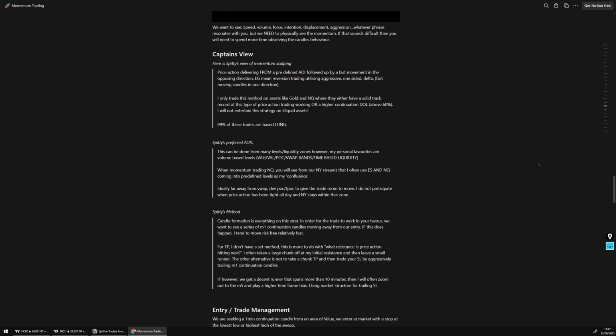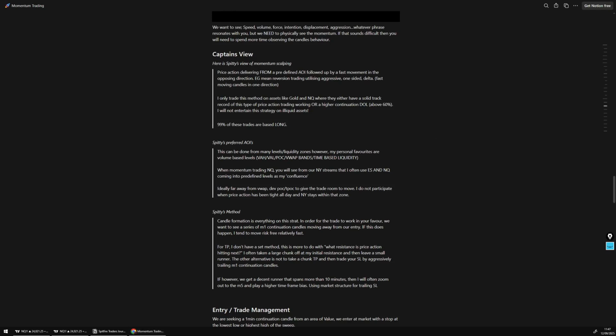For example, again, it's mean reversion trading, but I want to follow the aggressive participants. As we all know, the only thing that can move a candle is delta. A limit order cannot move a candle. So I want to participate where the aggression is. I want to follow that aggression. Okay, so fast moving candles in a single direction. It's as simple as that.